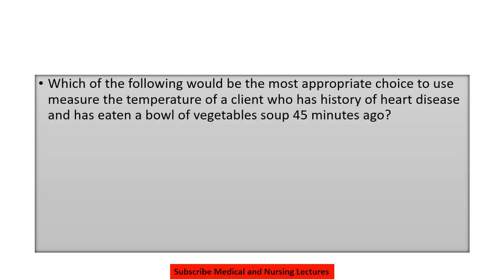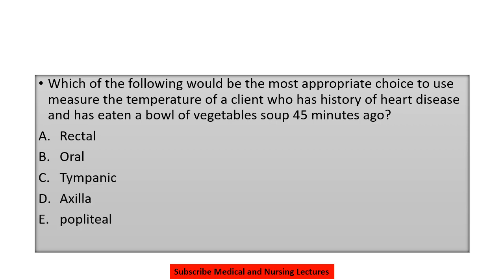Which of the following would be the most appropriate choice to use to measure the temperature of a client who has a history of heart disease and has eaten a bowl of vegetable soup 45 minutes ago? Here the options are rectal, oral, tympanic, axilla, and popliteal. So here the correct option is axilla.